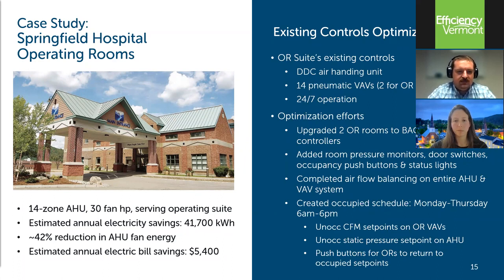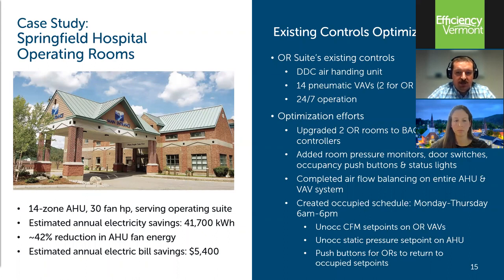So for this project, one of the first things that we ended up doing was doing an air balance of the entire system, so all the pneumatic VAVs and the air handling unit. We also ended up developing what the new CFMs were going to be for our unoccupied times for our 2 OR rooms. So for our new BACnet IP controllers for the ORs, we now had an occupied CFM set point that they would maintain, and then an unoccupied CFM set point. Similarly, we did the same thing on the air handling unit for the static pressure set point. We would have the occupied and unoccupied set points that we would use.